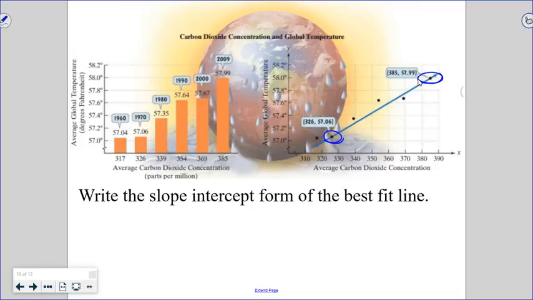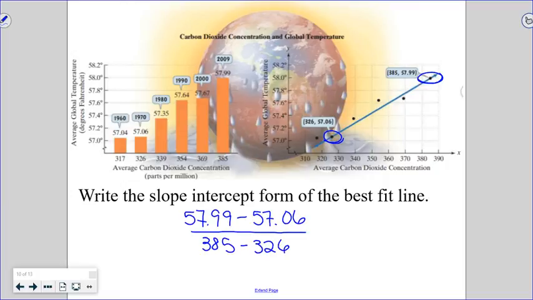Those would become then my point 1 and point 2 in my slope formula. So it doesn't change the fact that it's a scatter plot or a best fit line. We still do our slope formula. It's probably uglier numbers. Okay, that's fine. These are really ugly numbers because they've got decimals and everything. But it does not change our process. So if I were to set up finding my slope here, I know those numbers are really small up there, but it would be 57.99 minus 57.06 over 385 minus 326. And you would get an ugly decimal in your calculator, and you would use your calculator for that. We are not trying to do that in our heads, okay? Questions?